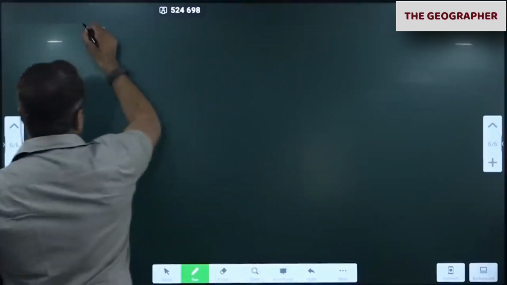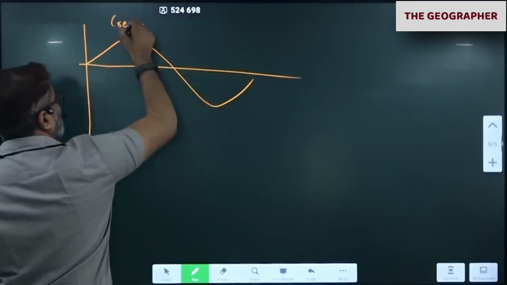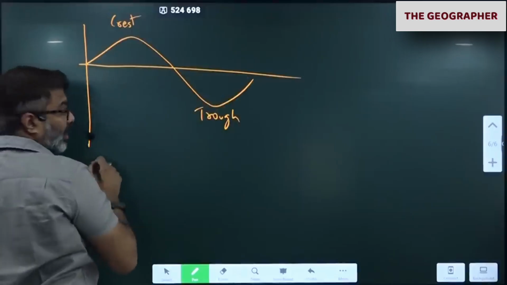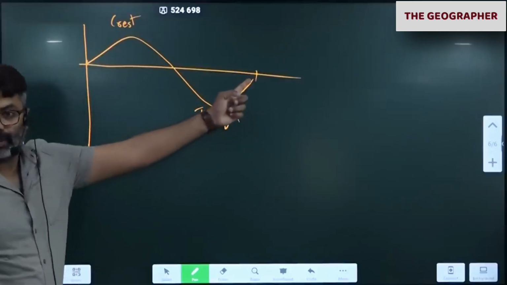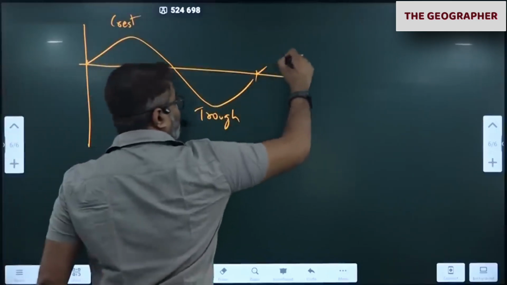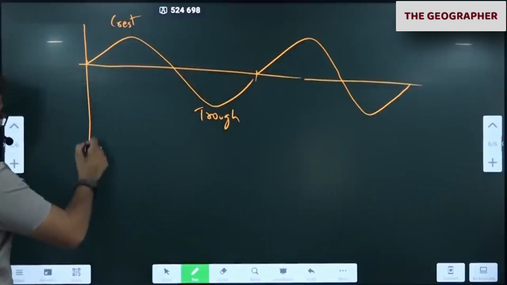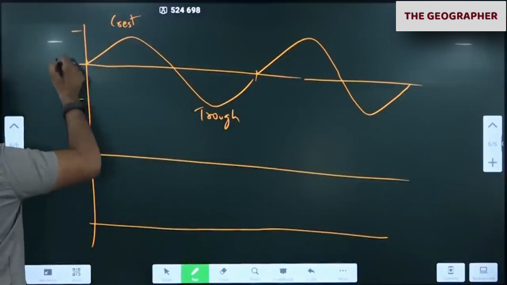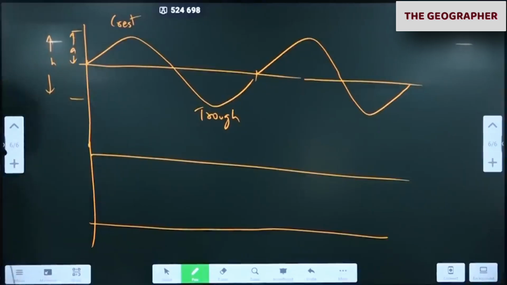I'll write that here in case anybody is unable to understand. This is the crest, the upper part, and the trough, the lower part. This is one wave, measured from here to here. One wave cycle includes one crest and one trough. Please remember this. This is again another wave cycle. This is called wave height, and half of it is called amplitude.